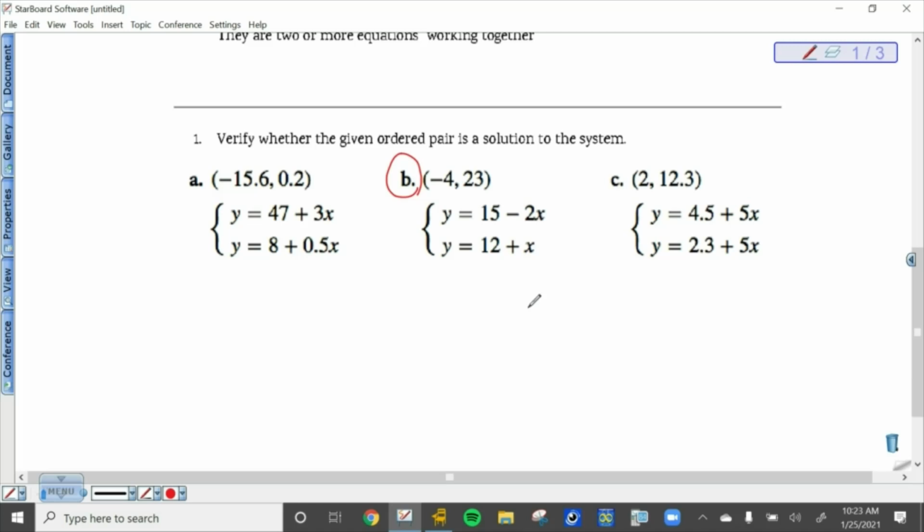So if we're given an ordered pair and we want to find out if it's a solution to this system of equations, what we need to do is plug in the x coordinate for x and the y coordinate for y, and see if the equation remains true. And we have to do that for both of the equations. So let's do that.